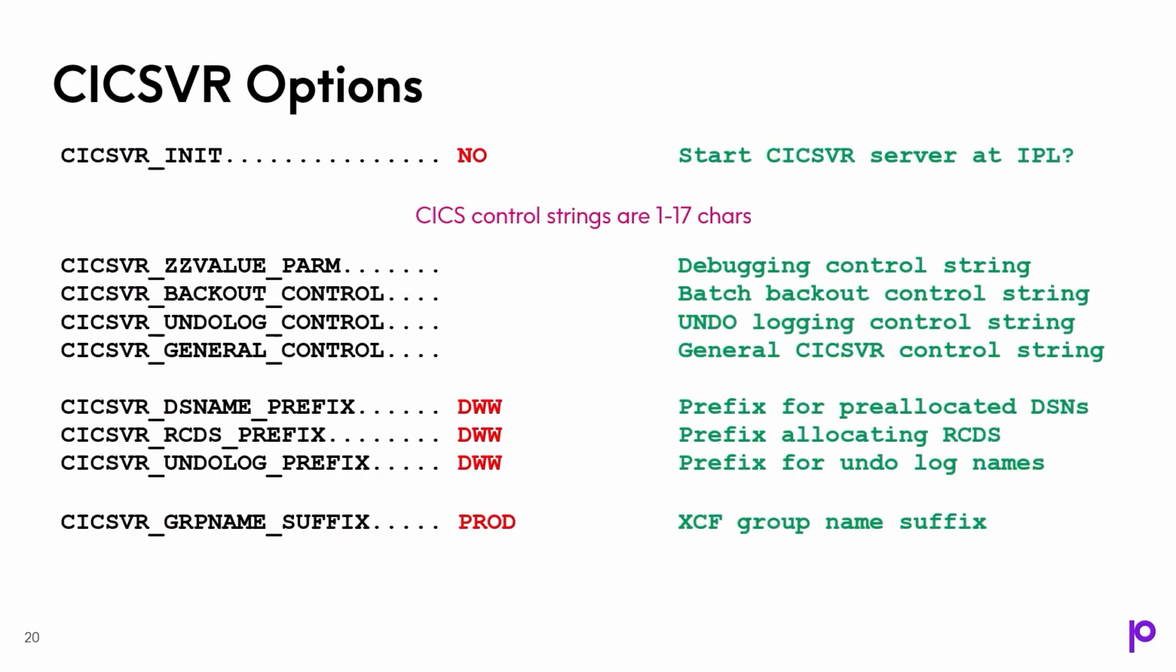And similarly, for the same purpose, there's a bunch of variables in IGDSMS00 that have to do with CICS and what the control string names are and what the prefix is for certain types of CICS datasets. So there's a lot of items in the IGDSMS00 member.